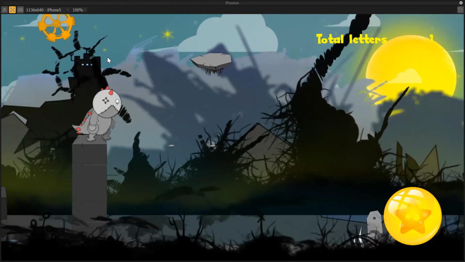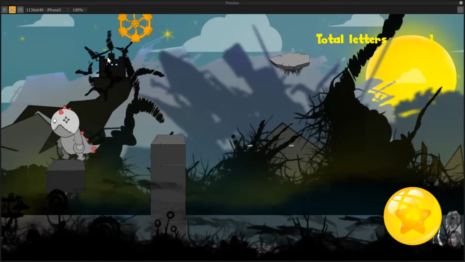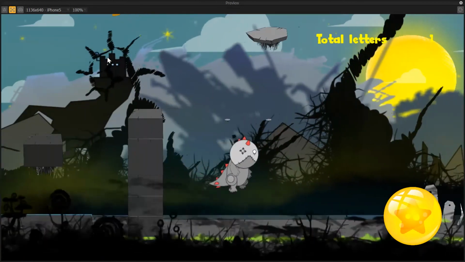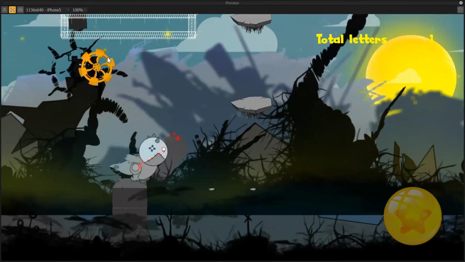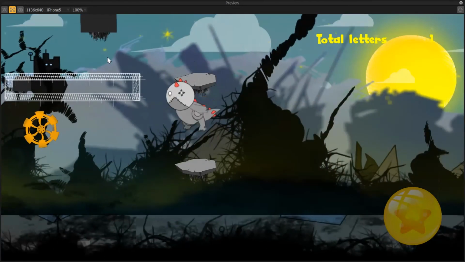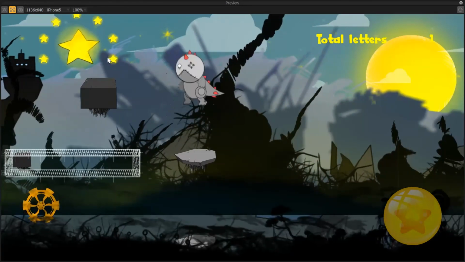Walls, if you have stacked items there. Okay, so we'll have him... really glitchy. I'm not sure what the glitching is about.